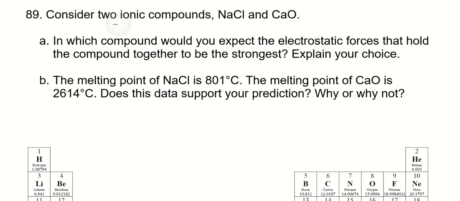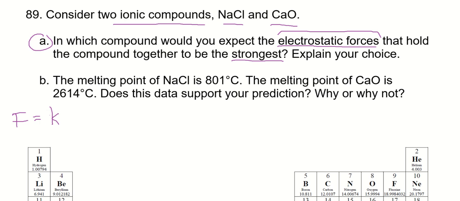Let's consider two ionic compounds, sodium chloride and calcium oxide. In part A, we're asked in which compound you would expect the electrostatic forces that hold the compound together to be the strongest. When you're talking about electrostatic forces, that's described by Coulomb's law, which goes like this: force is equal to k, a constant, times the product of the two charged particles, in this case the cation and anion, over r squared, where r is the distance between those two charges.